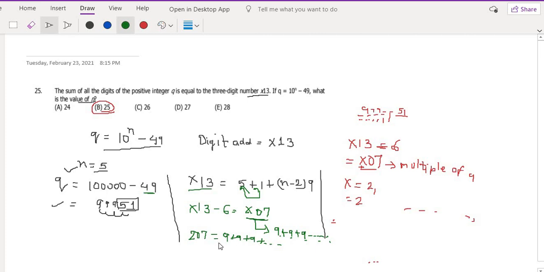Now I want to know how many 9s are there in 207. So simple, 207 divided by 9. That will give me 23, right? So I know there are 23 9s and I also know that there are 5 and 1. So my number is 9s 23 times, then 5 and 1. So total how many digits are there? 25. Wonderful. Thank you, Amrita.